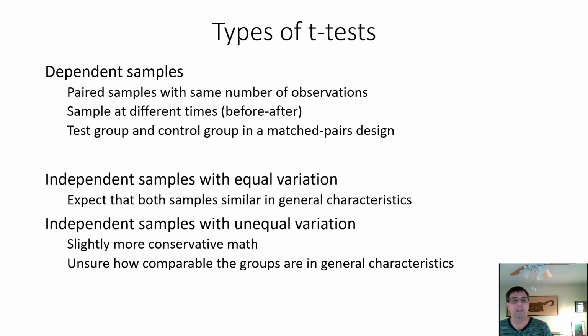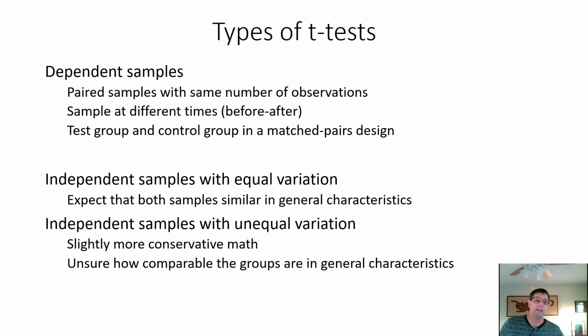You could also do test group and control group in a matched pairs design, where the samples are equivalent on many measures and you might be just looking at one measure in difference. A/B testing is an example of this where, say you're running an advertisement, you want to see what the difference is between two advertisements. You change one specific thing about the advertisement and you see what kind of response you get.